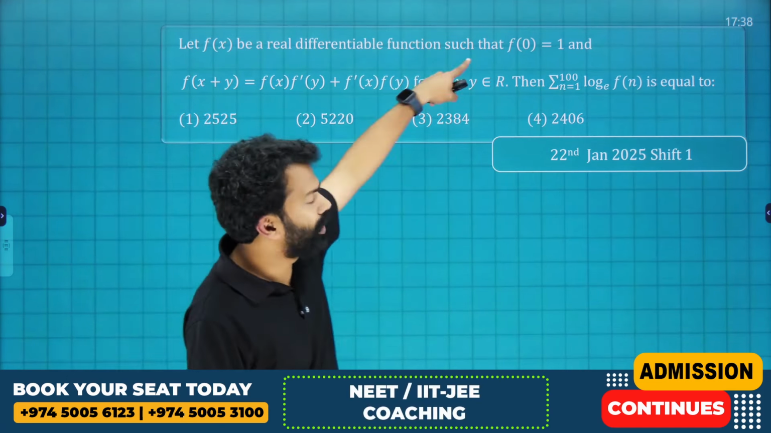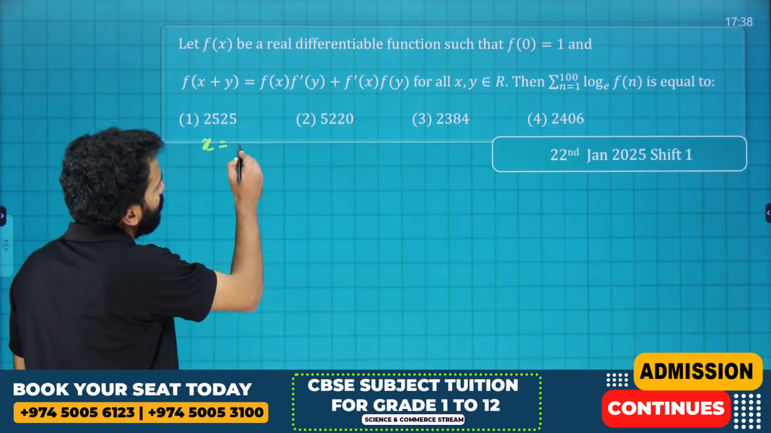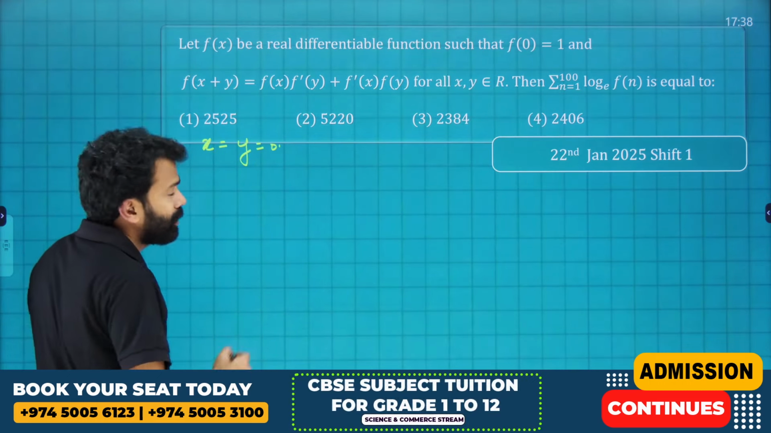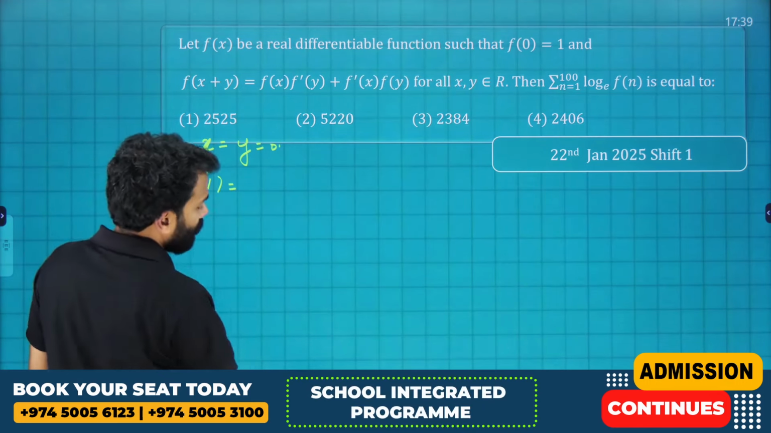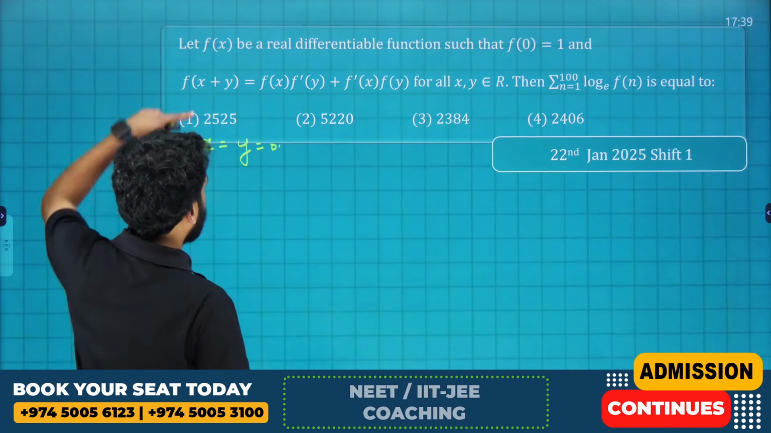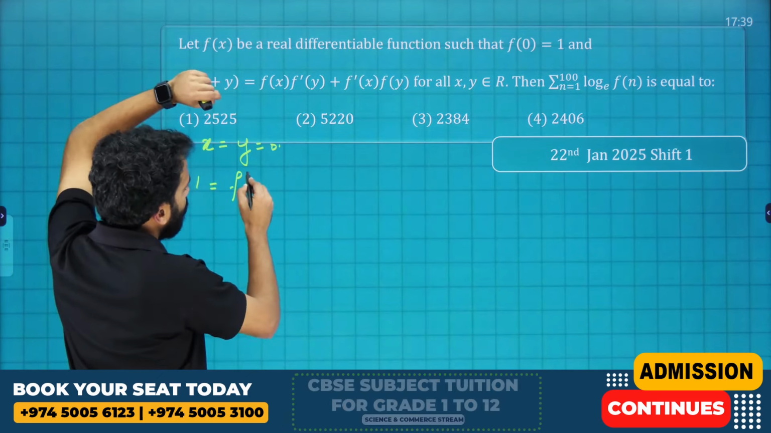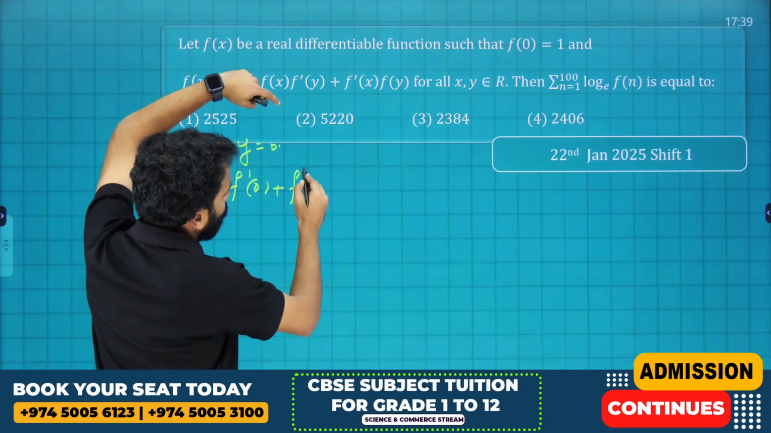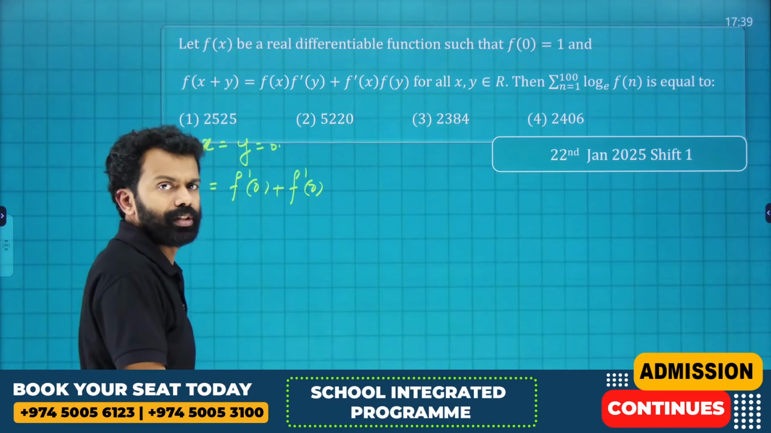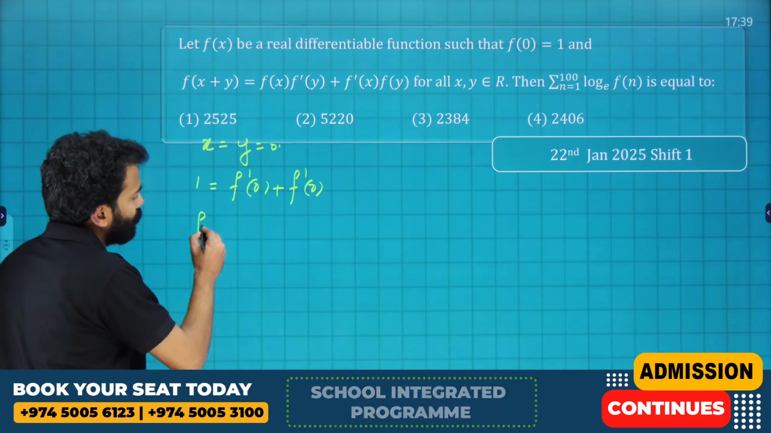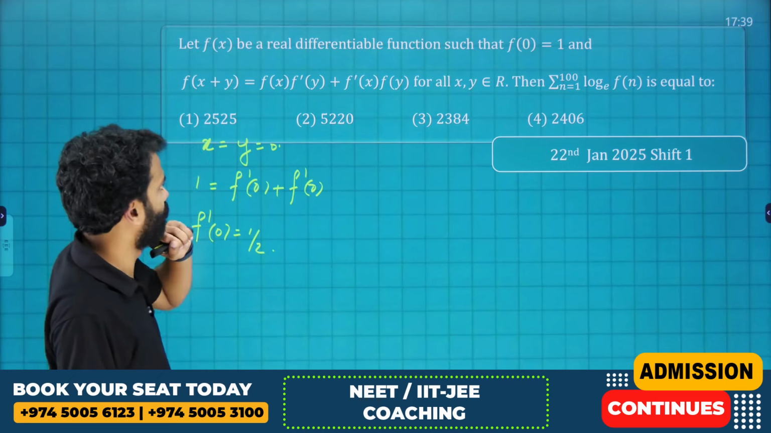Let's do one thing. We know that f(0) is equal to 1, right? Therefore, in this equation, let's put x is equal to y is equal to 0. If x is equal to y is equal to 0, you will get f(0), and what is f(0)? That is 1, which is equal to f(0), that is 1, into f'(0) plus again f'(0) into f(0), and f(0) is 1. So f'(0) plus f'(0) is equal to 1, which means that f'(0) is equal to 1 by 2. Okay, we have formulated f'(0) for now.